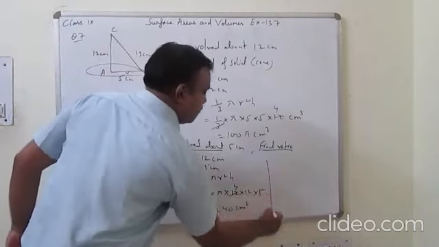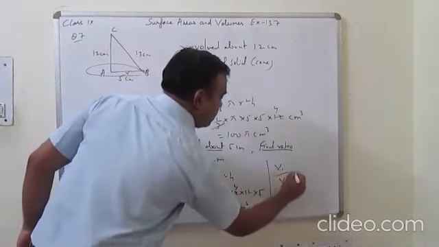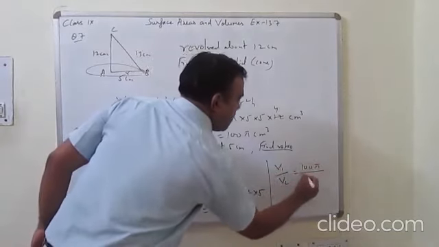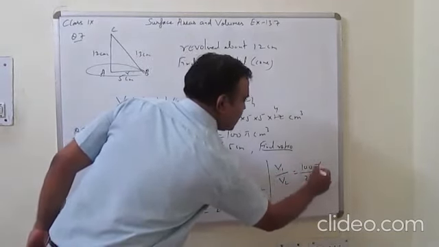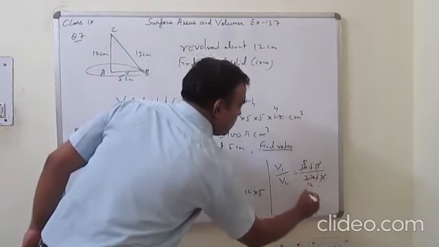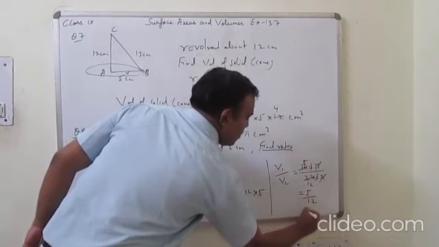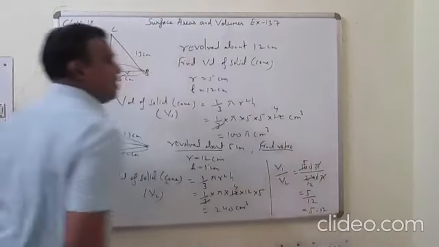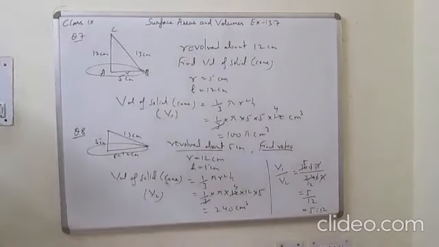So ratio V1 upon V2, 100 pi upon 240 pi. Pi cancels out, 0 0 cancel out. 2 5s are 10, 2 12s are 24. Ratio is 5 upon 12, that is 5 is to 12.